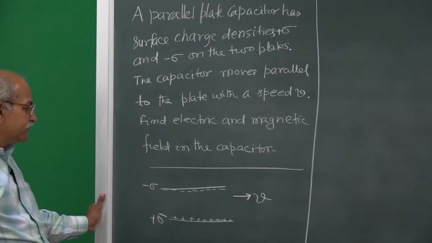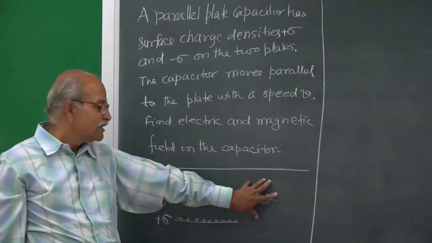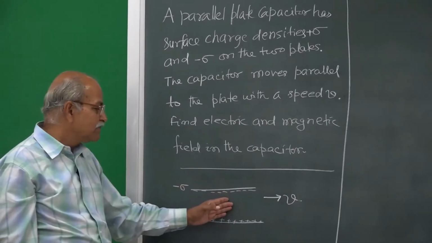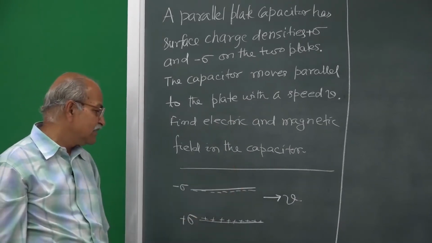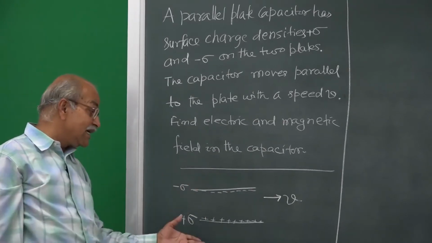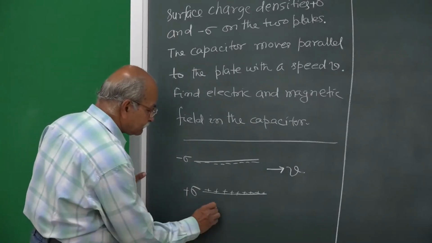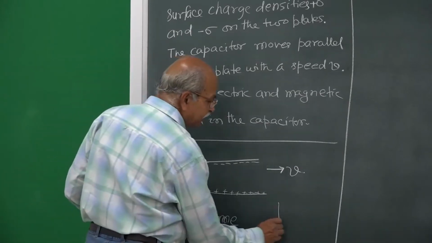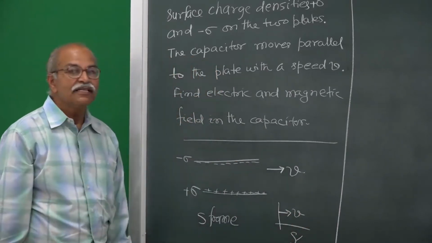So, what we will do? If this velocity were not there, it was very simple. The electric field would have been just sigma by epsilon naught and the magnetic field 0. But it is moving with velocity v. So, there could be some magnetic field, electric field might change. So, we have to check. So, let us call it S frame and go to S prime frame, which is moving with respect to S with this same velocity v.